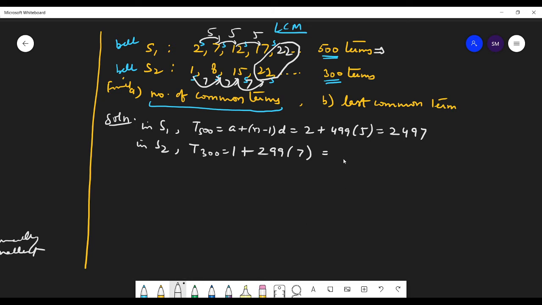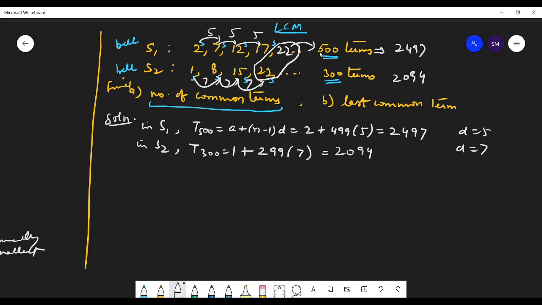So 2094. These are the last terms: here 2497, and this is the last term, 2094. Now, students, how many common terms will be there? The common difference here is 5, and here the common difference is 7. So what will be the next common term in the APs?